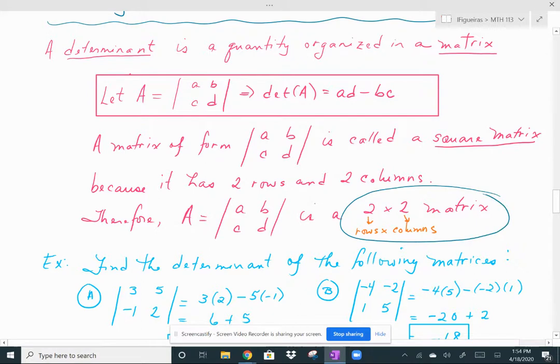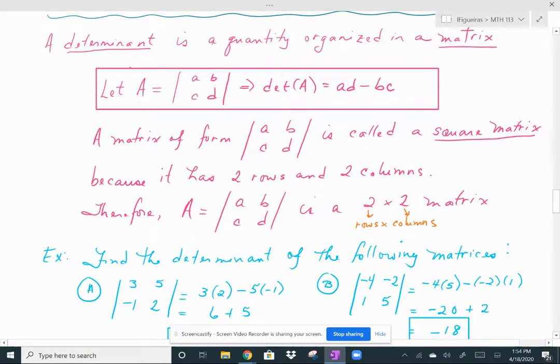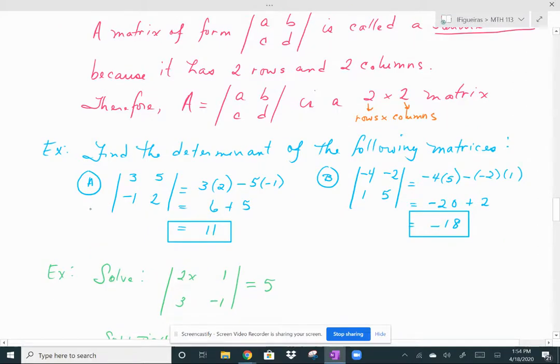You always put the number of rows first and the number of columns second. So let's evaluate the determinant of the following matrices. I have the matrix here, which has rows 3, 5 and negative 1, 2. So the determinant of it is 3 times 2 minus 5 times negative 1. So that's 6 plus 5. So the determinant value of the matrix is 11.